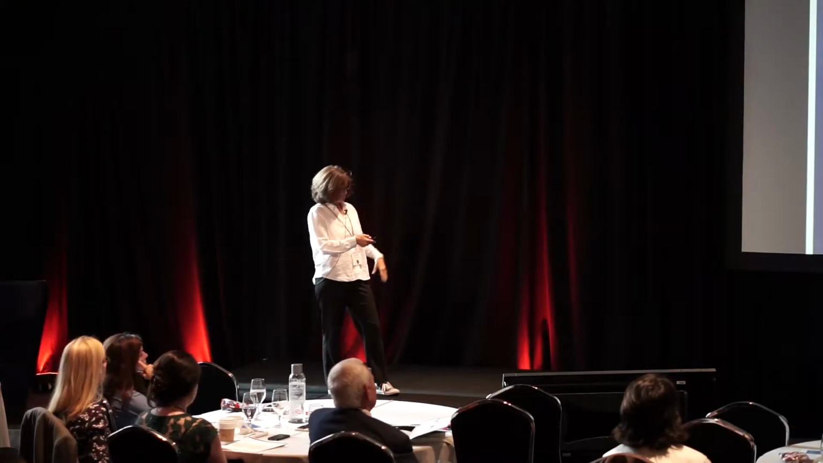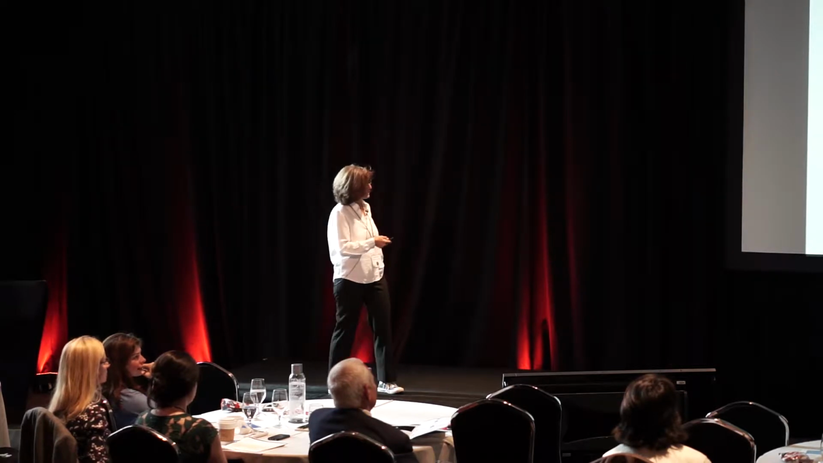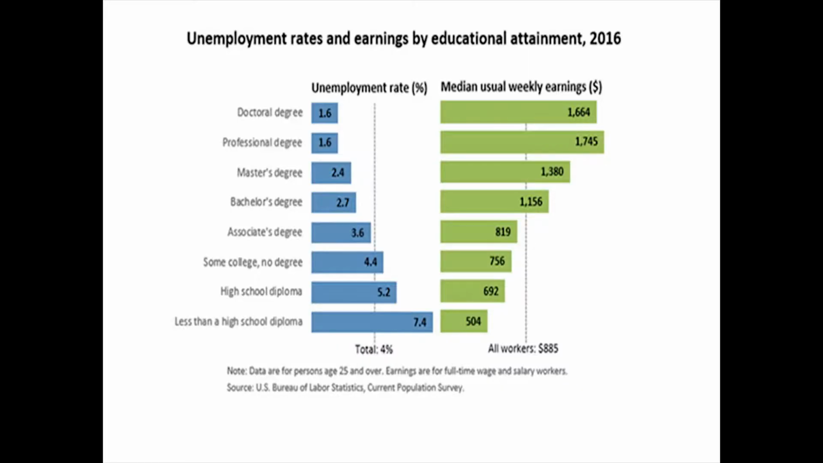So in going through employment and income, this is one of the graphs that the Fed looks at, but you can also get this directly from the Bureau of Labor Statistics. Essentially, we all know what this is designed to show. It's designed to show how unemployment rates decrease at higher levels of educational attainment, and how earnings increase at higher levels of educational attainment.